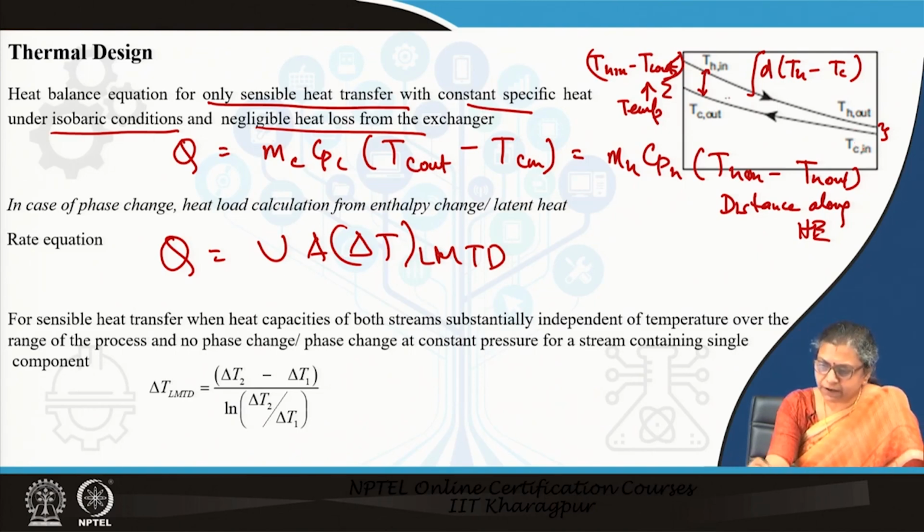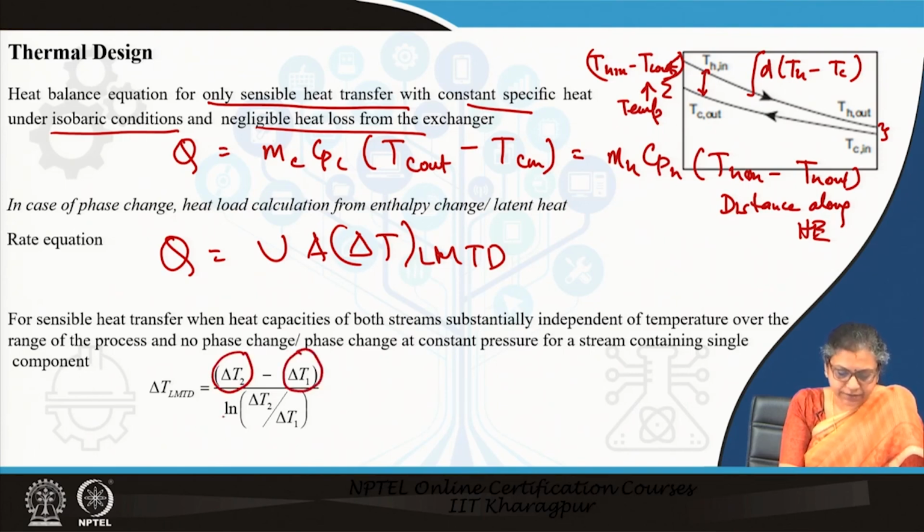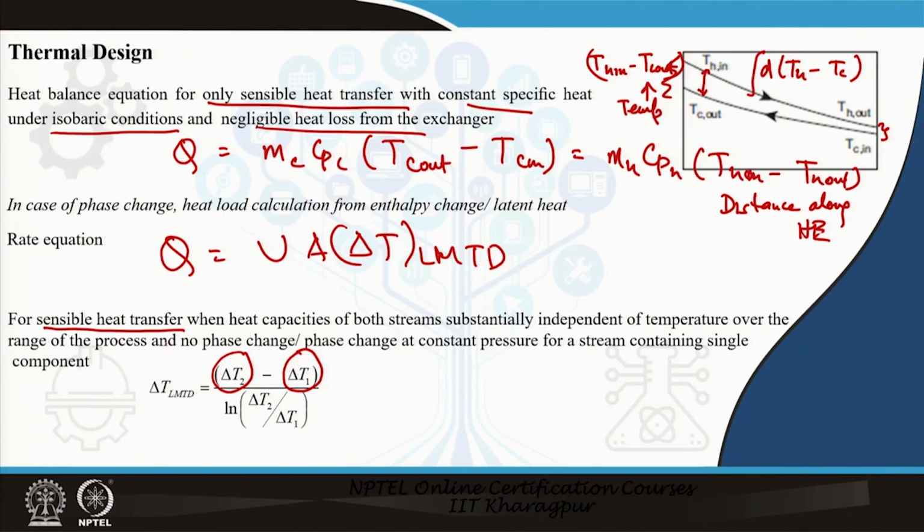Accordingly, if you solve it, finally you get an expression Q = UA times LMTD, where LMTD is nothing but the difference at one end minus the difference at the other end, divided by the logarithm of the ratio of these two. Now, when you did this integration, you did it for certain conditions, the same as those applicable for the earlier equation: sensible heat transfer, heat capacities of both fluids substantially independent of temperature, no phase change, or even if there is a phase change, at constant pressure for a stream which contains a single component.